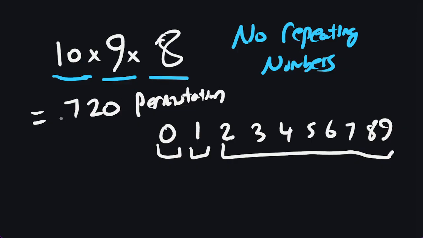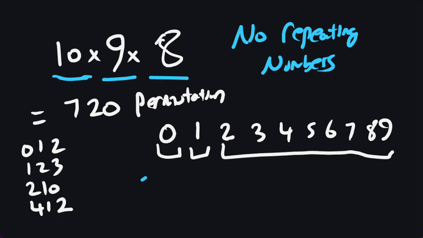So an example of some of these, we could have 0, 1, 2. We could have 1, 2, 3. We could have 2, 1, 0. We could have 4, 1, 2. And again, what makes this a permutation rather than a combination, which we'll learn about in the next video, which is very similar, is that order matters.